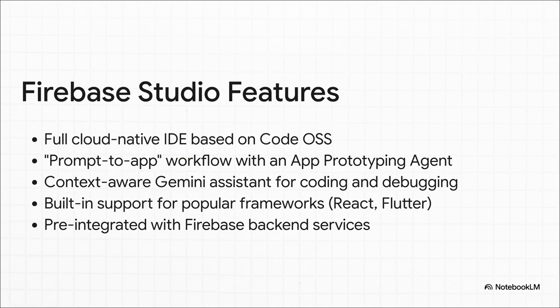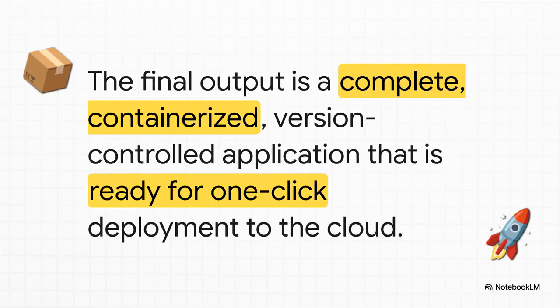The app prototyping agent is wild. You can give it a prompt and it will literally build the scaffolding for a full stack application for you. And it's all wired up from the start to the Firebase services that millions of developers already know and love, like authentication and Firestore. So unlike AI Studio, where you leave with just a prompt and a key, when you're done here, you walk away with a complete, containerized, version-controlled application that's literally one click away from being deployed. It's the whole shebang, from a simple idea to a live app.